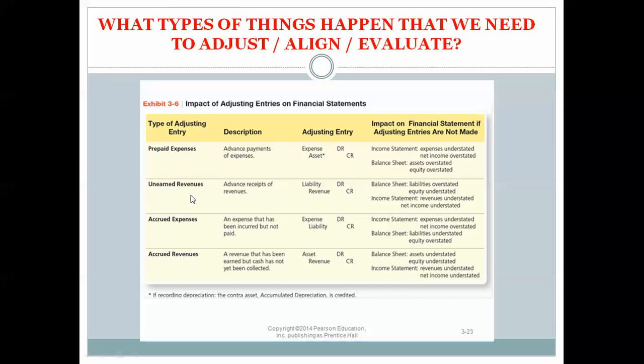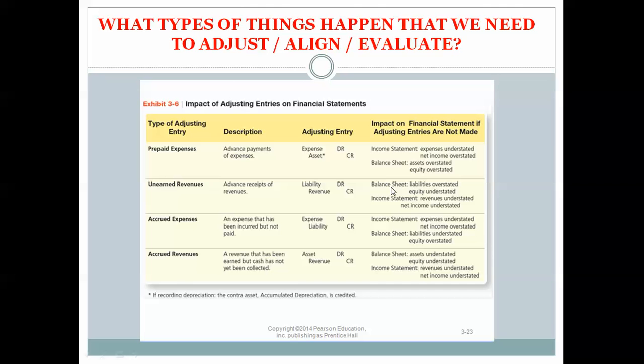The second type would be unearned revenues. This is the case when somebody pays us in advance for services to be performed in the future. And in this case, remember, unearned revenue was a liability. Liability is balance sheet. And when we actually go ahead and earn it, we would then credit the revenue account. Revenue accounts fall where? Income statement.